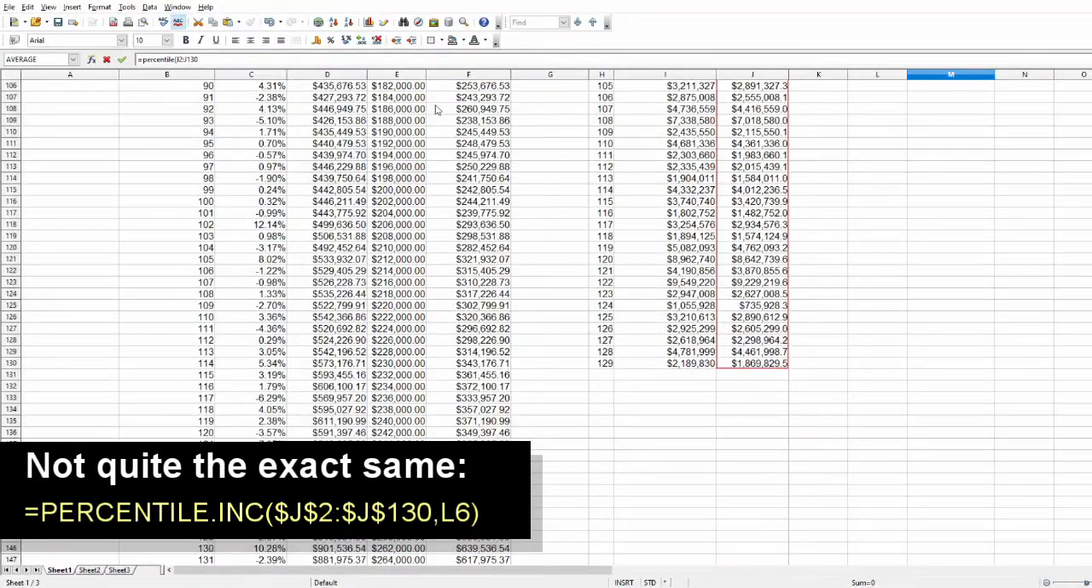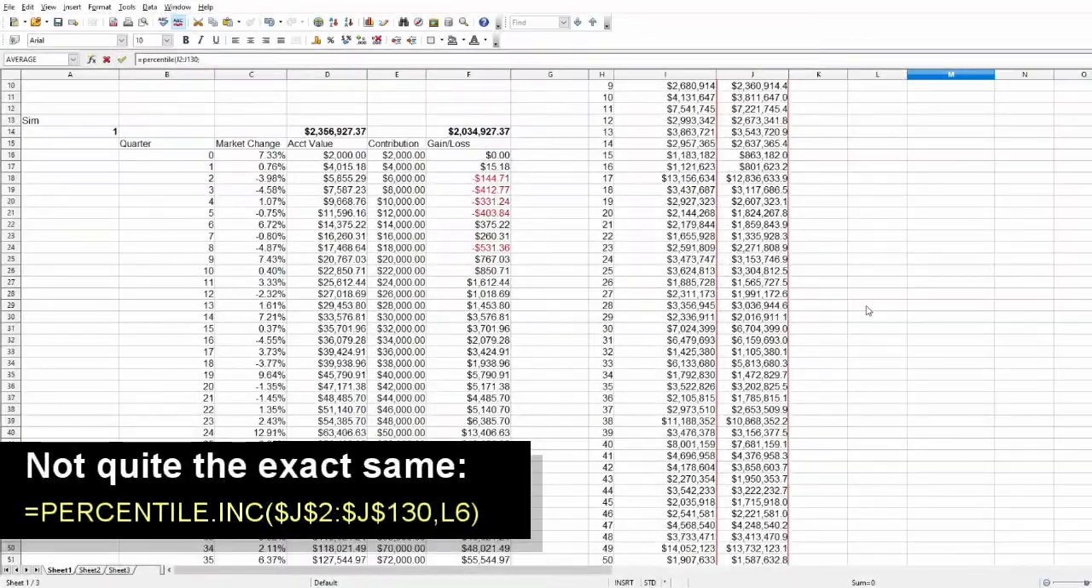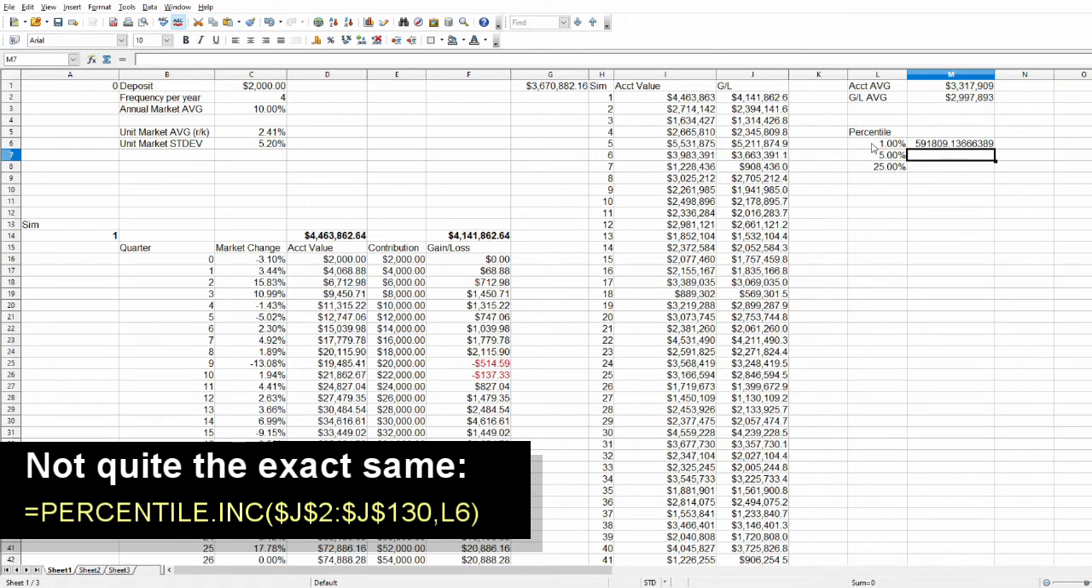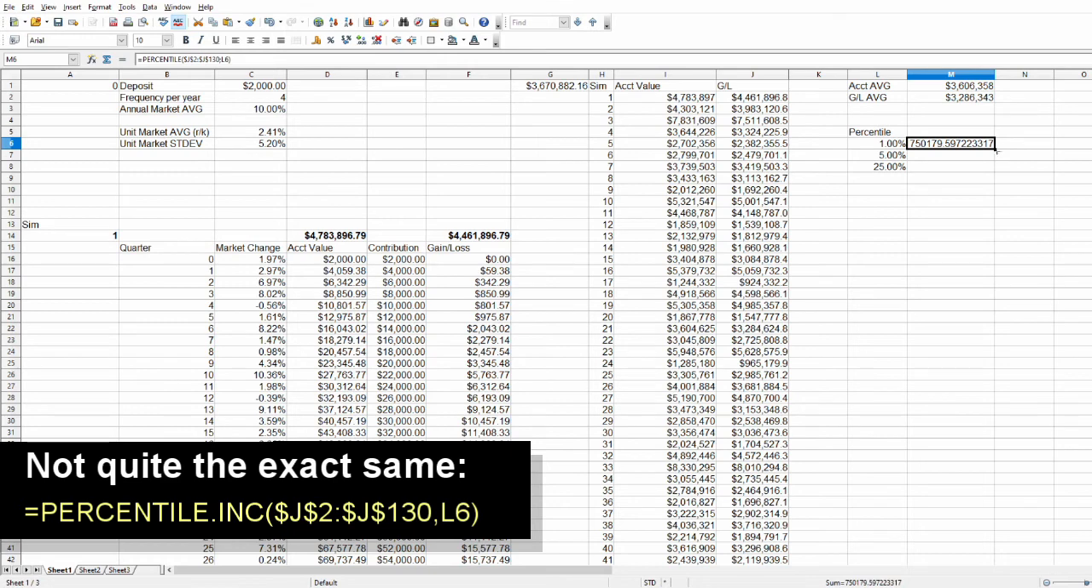Look at all these things, and I'm going to put semicolon in OpenOffice, comma in Excel, alpha. And alpha is the percentage. So I'm going to click on 1%, close that, hit enter. And I'm going to do the same thing, but I'm going to put $ signs in front of J, in front of 2, in front of J, in front of 130, because I want to look at the same data set, but I want to look at the 5 percentile and the 25 percentile.